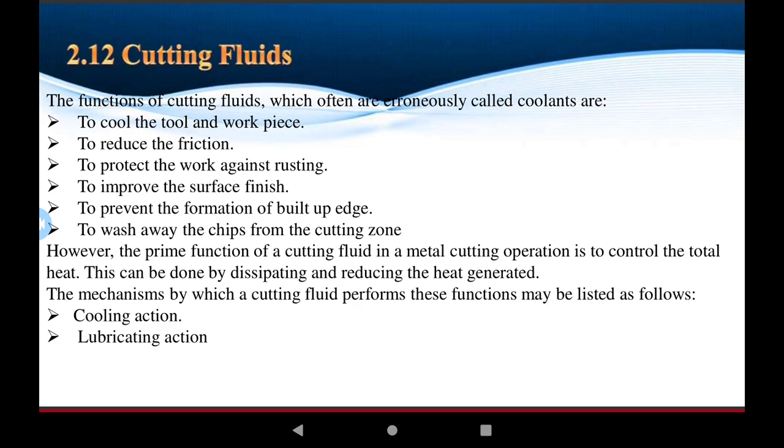Another very suitable application of the cutting fluid is to protect the workpiece against rusting. The fluid is also used to remove chips from the surface and to remove heat from the workpiece and the tool.